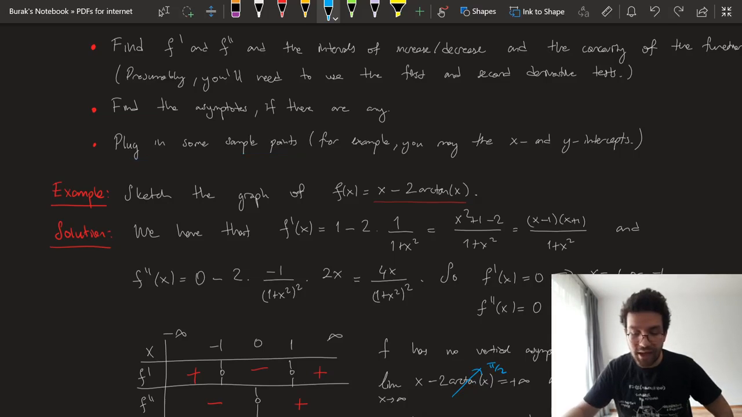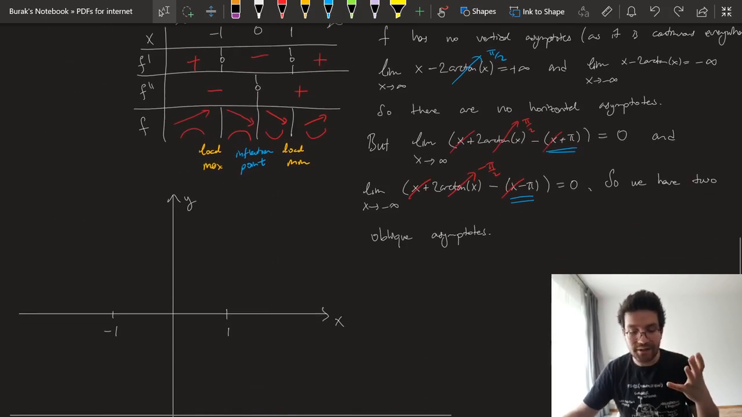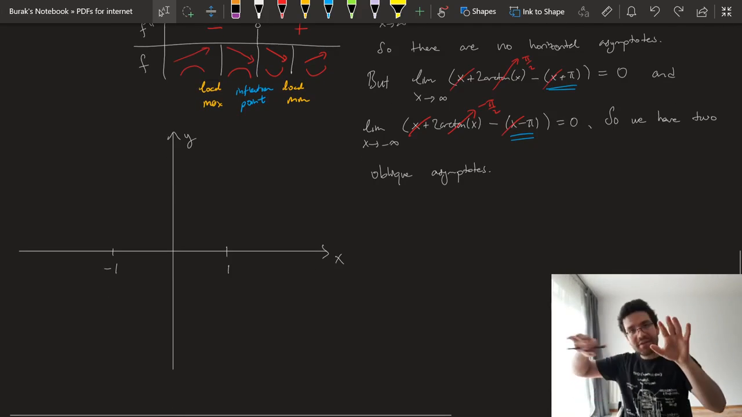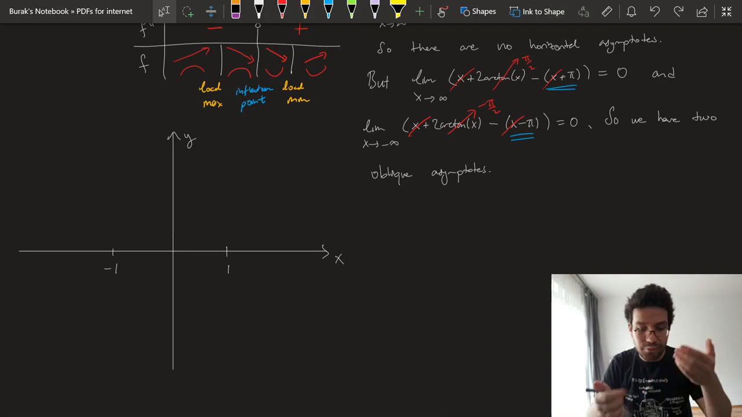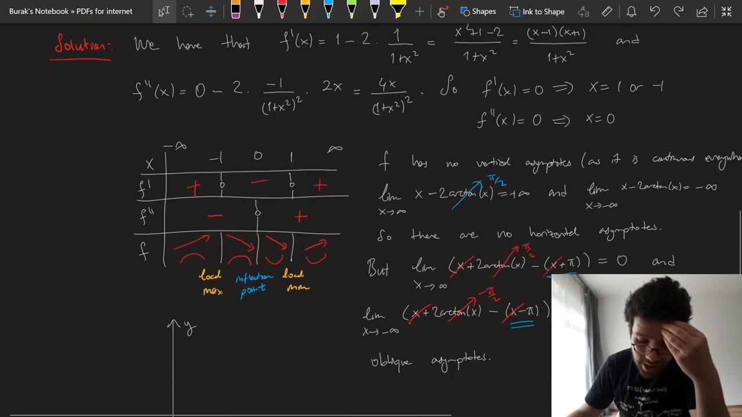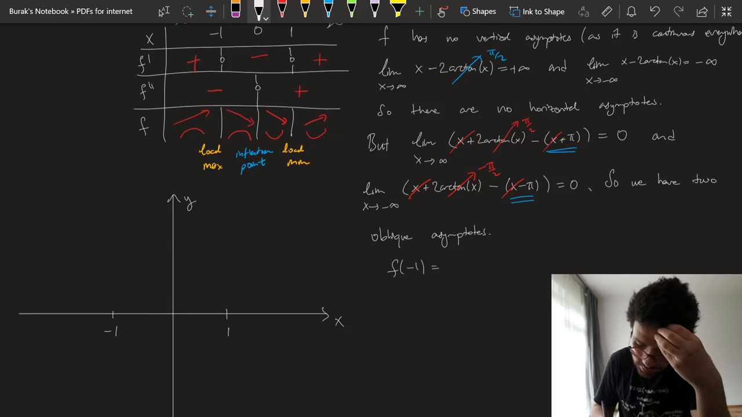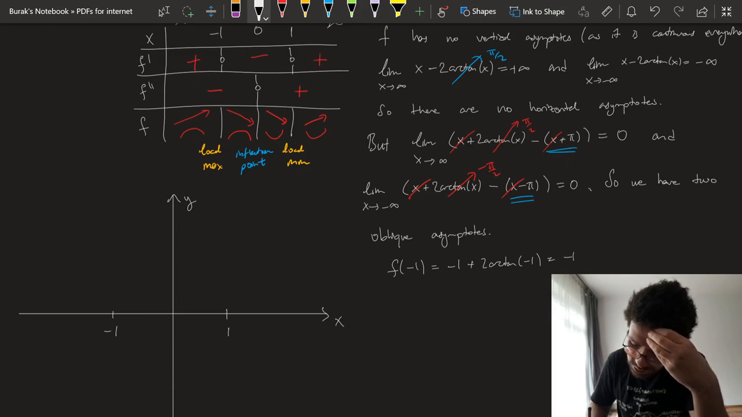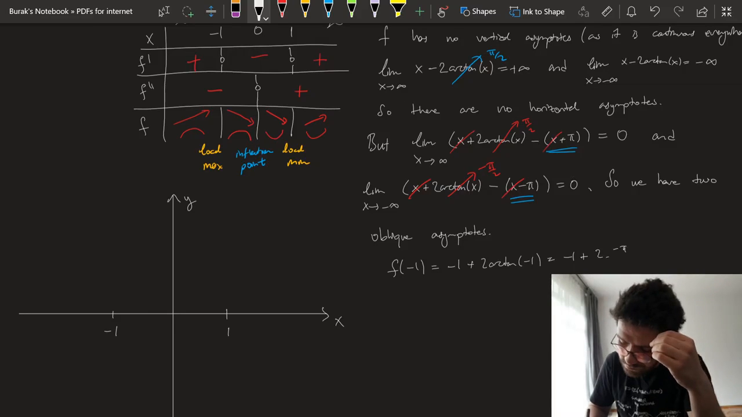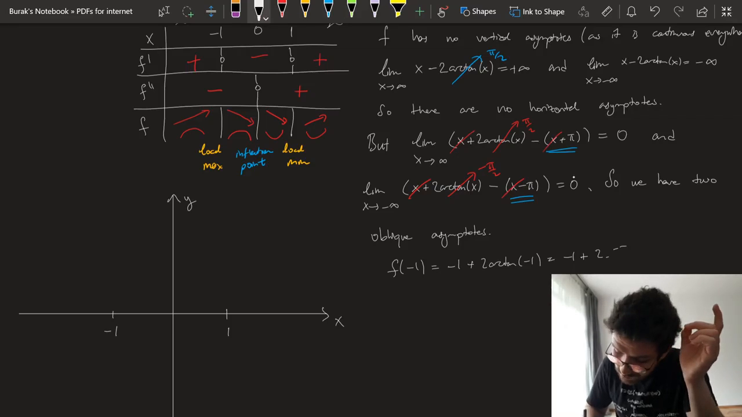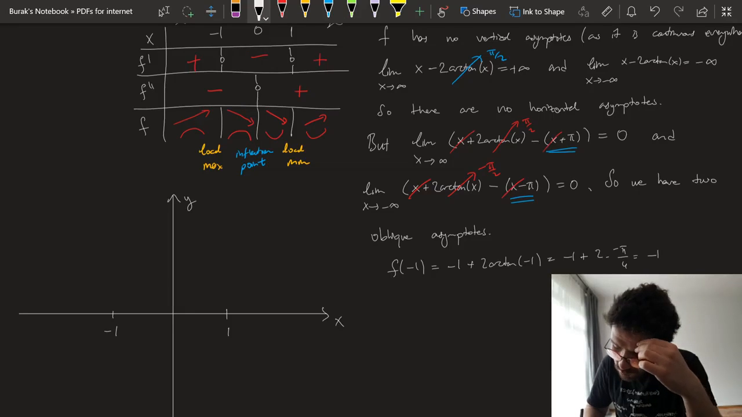In order to be able to sketch, I need to know where I'm going to start. Once I have a starting point, I know how it's going to curve, but I need to be given a starting point. So let me plug in some sample points. Let's plug in -1. If you plug in -1, you will get -1 plus 2 arctangent of -1, which is going to be, arctangent of -1 is minus pi over 4, so 2 times minus pi over 4.